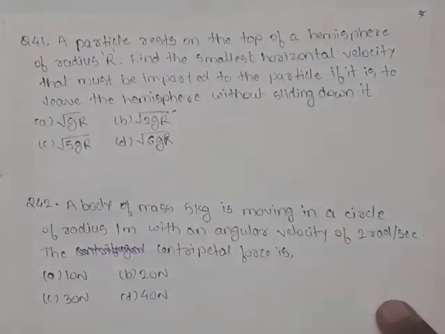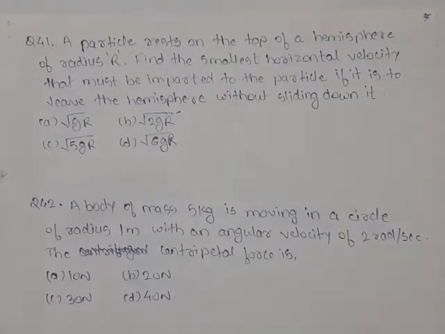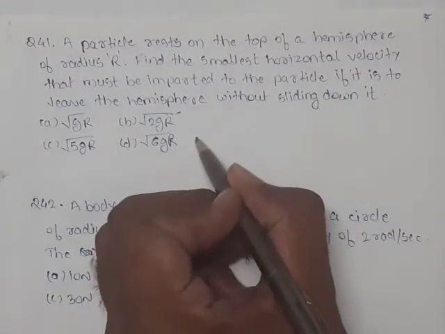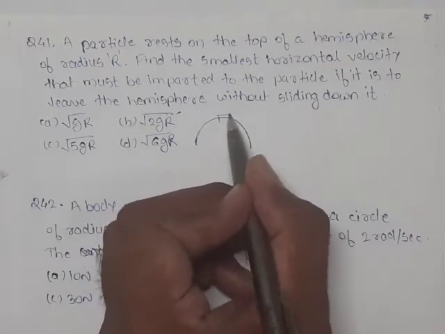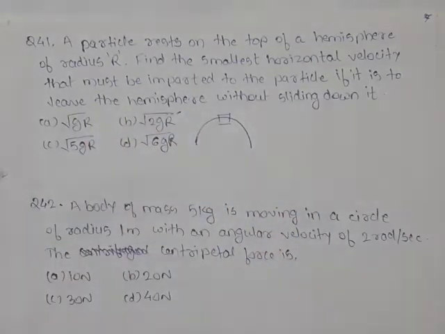Now we'll see question 41. A particle rests on the top of a hemisphere of radius r. Find the smallest horizontal velocity that must be imparted to the particle if it is to leave the hemisphere without sliding down. So here it is asked to find the smallest horizontal velocity. Now we'll draw the figure of a hemisphere, and the particle is at the top. Suppose this is the top position of the hemisphere.